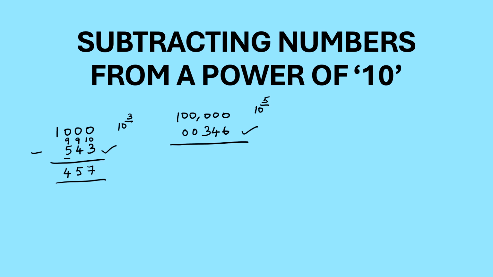Starting from the leftmost digit, we write a 9 above each of the digits until we reach the last digit. When we reach the last digit, we write 10 above it. Now, starting from the leftmost digit, we do the subtraction. 9 minus 0 is 9, 9 minus 0 is 9, 9 minus 3 is 6, 9 minus 4 is 5, and 10 minus 6 is 4. And there you have it, 99,654 is your final solution.